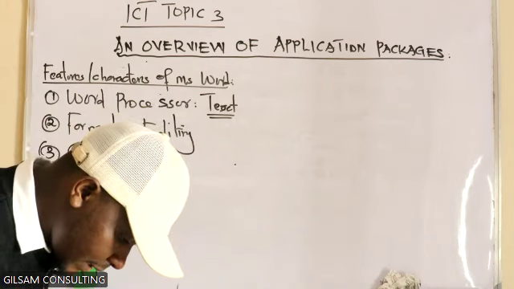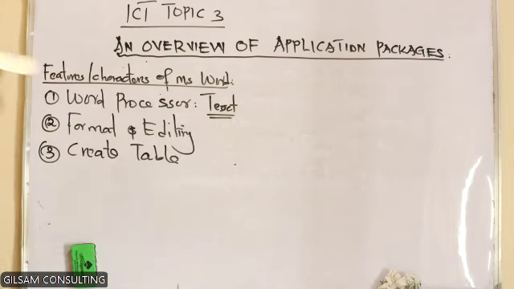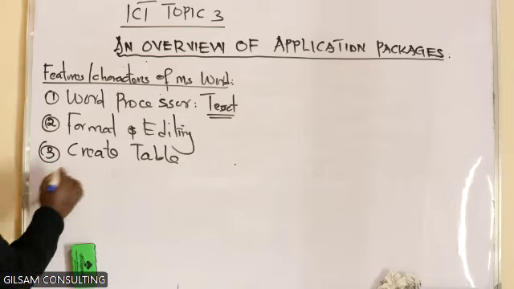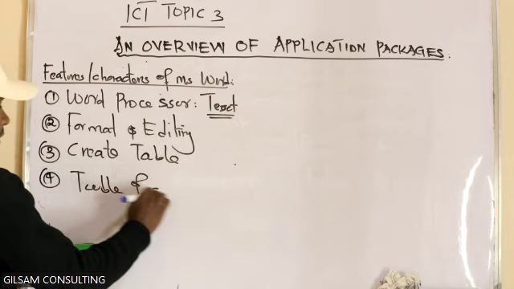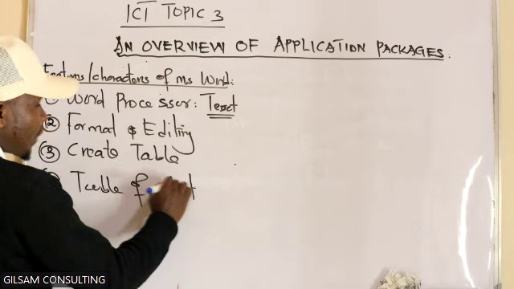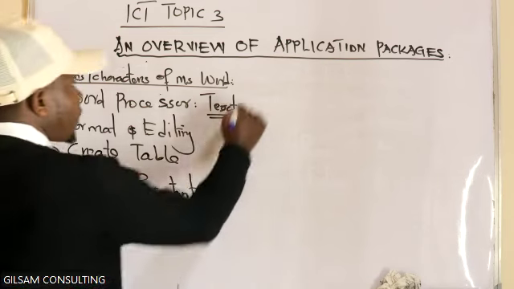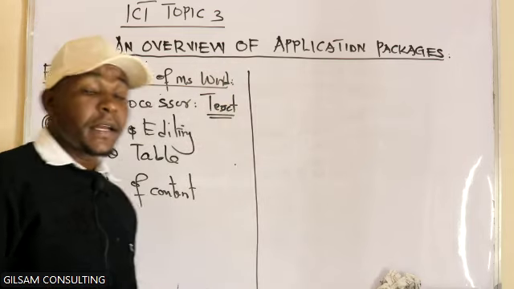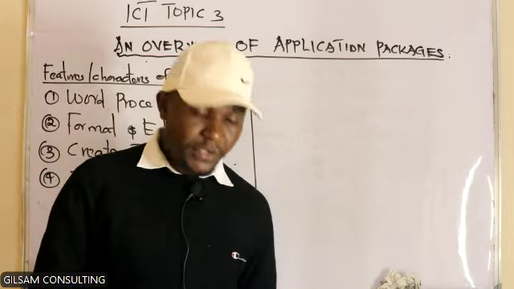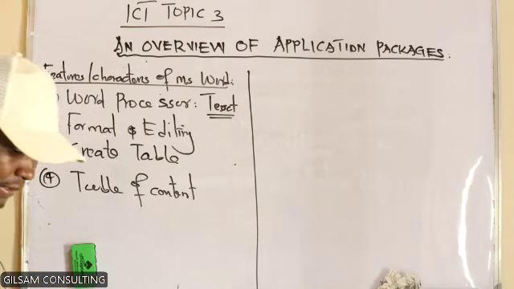The next one is, it also has a feature of doing what? Of creating a table of contents. Table of what? Table of contents. So MS Word also has a feature of creating a table of contents. When you talk of a table of contents, it is when you are writing a book or something, then you must have the table of contents. So MS Word can do that for you.